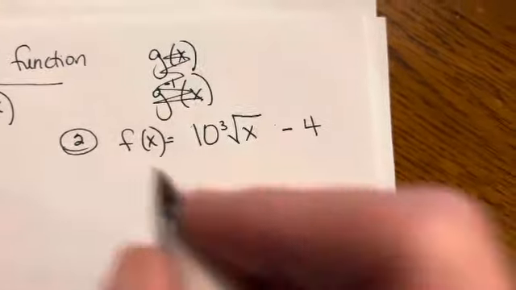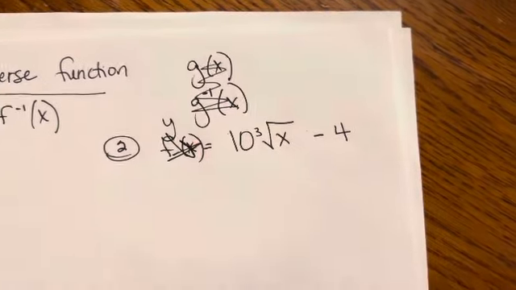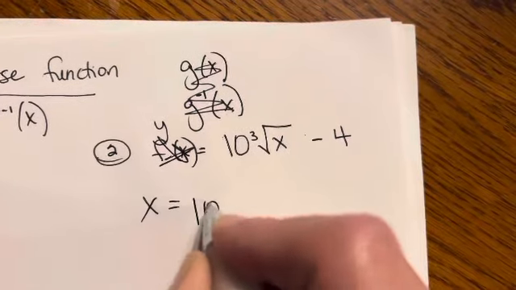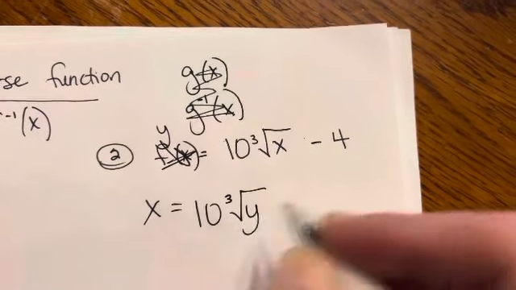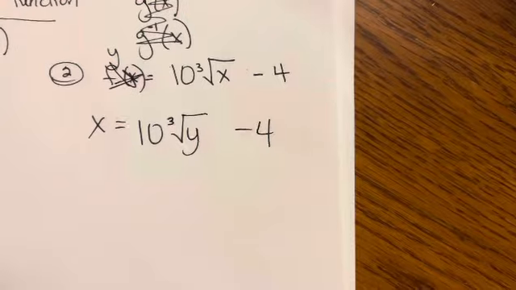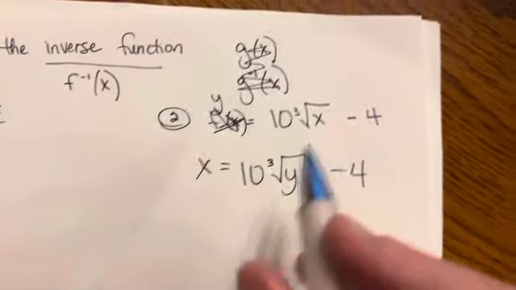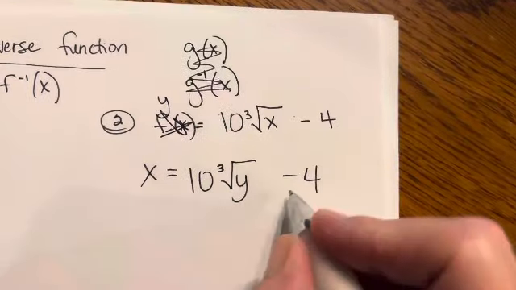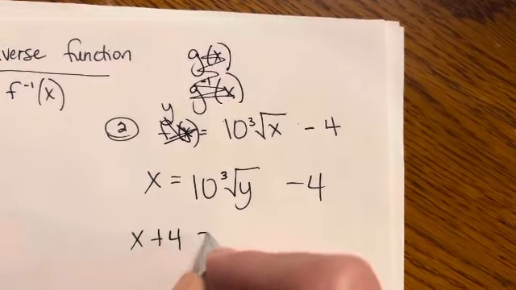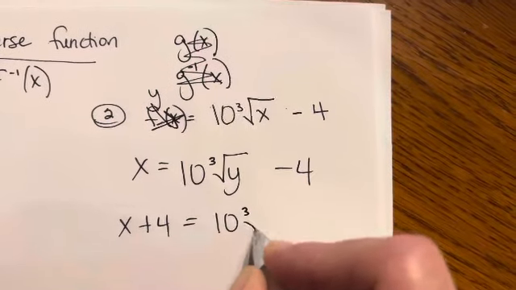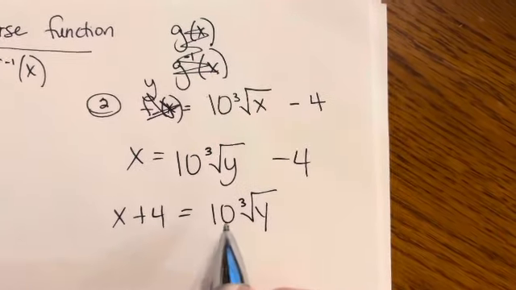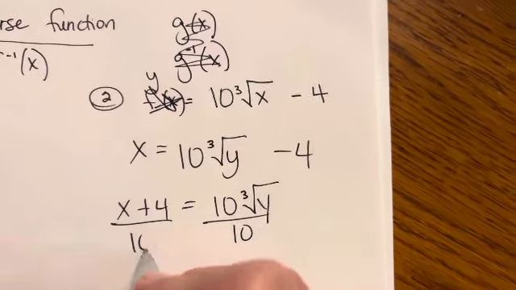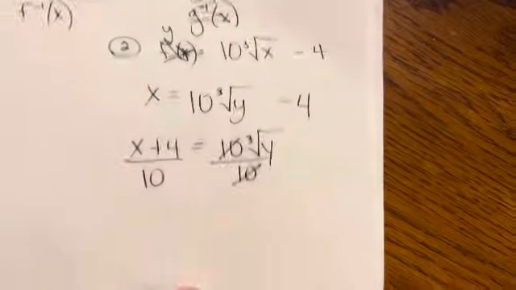Okay, so remember, this is the same thing as y. Switch your x's and y's. So I'm going to write this x equals 10 times the cube root of y minus 4. Goal is to get y by itself. So this term has the y, so I'm going to move this to the other side. The opposite of subtracting 4 is adding 4. Remember, when you move it to the other side, you do the opposite. This says 10 times, so I'm going to divide both sides by 10. So I've got that.